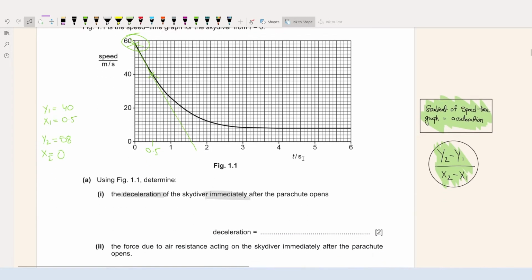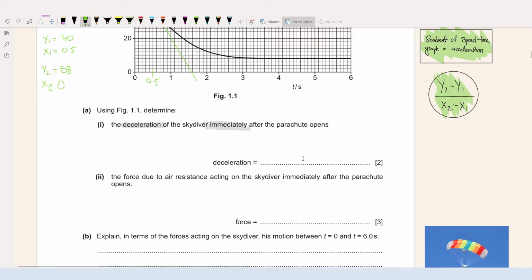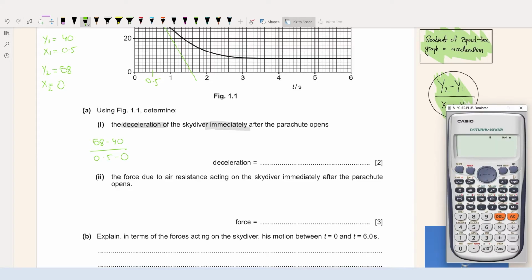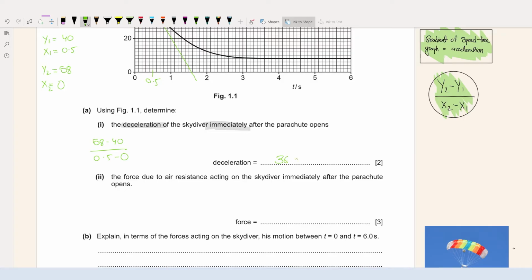Now we use our formula here and find our answer. y2, which is 58, minus 40, divided by x2, which is 0.5 minus 0. We put this in our calculator and we get 58 minus 40 divided by 0.5 minus 0. The answer is 36. And don't forget to add your units, meters per second squared, for acceleration or deceleration.